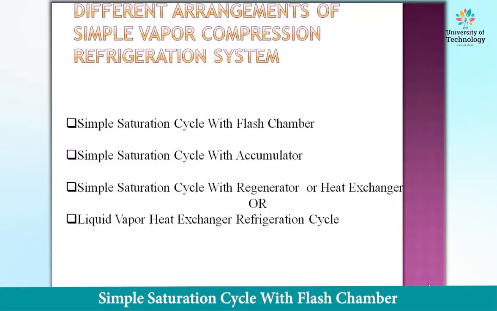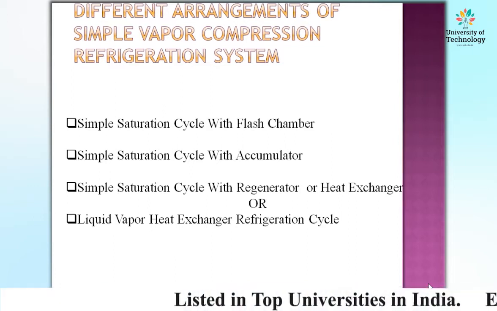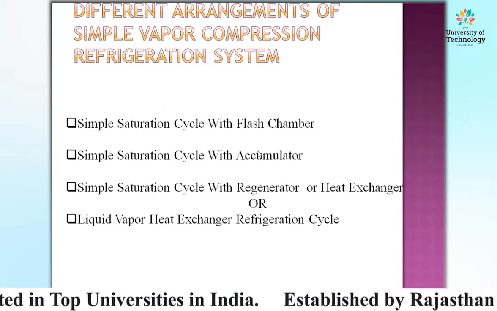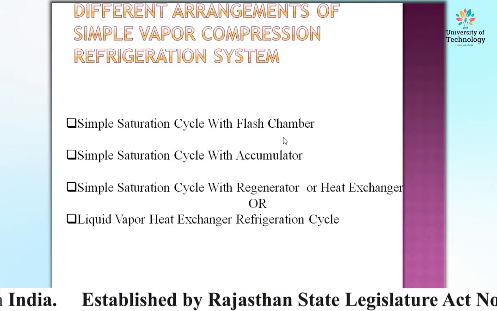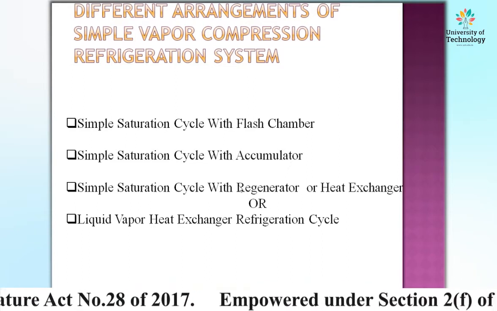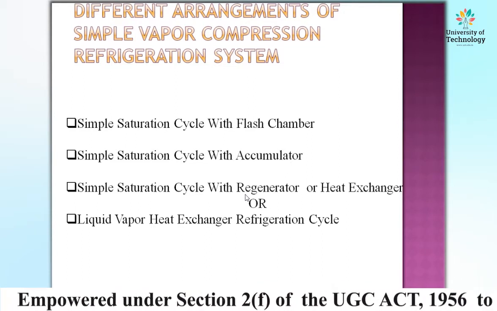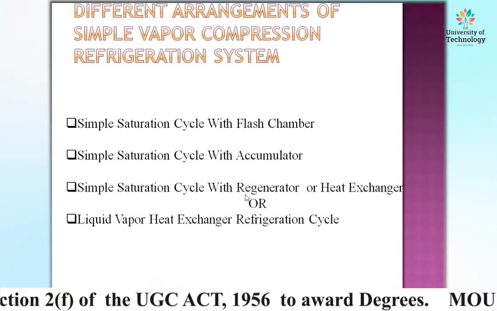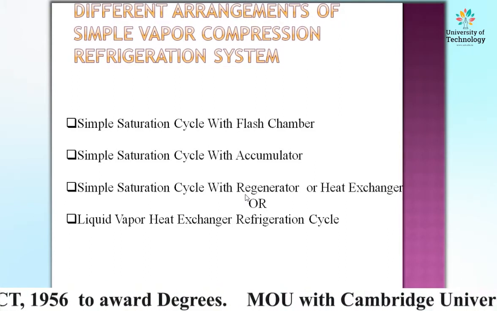Today we will learn different arrangements of simple vapor compression refrigeration system. The different arrangements of the simple refrigeration system are the following. Number 1, simple saturation cycle with flash chamber, number 2, simple saturation cycle with accumulator, number 3, simple saturation cycle with regenerator, or we can say the liquid vapor heat exchanger refrigeration cycle.